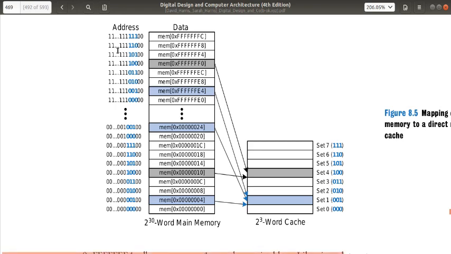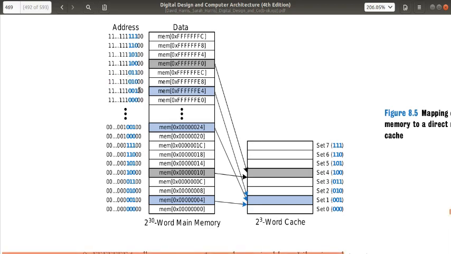Because for any bit combination, these last 3 bits will be the set bits, and they will denote that this thing is being copied into this particular set. But any of the 2 power 30 words having these last 3 bits as this can be copied here. So we don't know which of these 2 power 30 words are being stored into this block. To identify that, we use the other 27 bits of the main address.